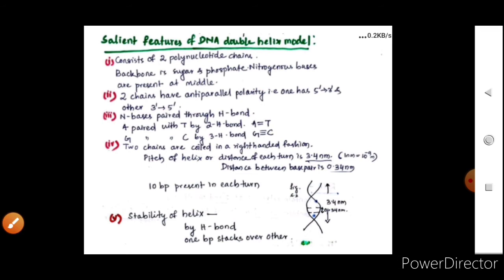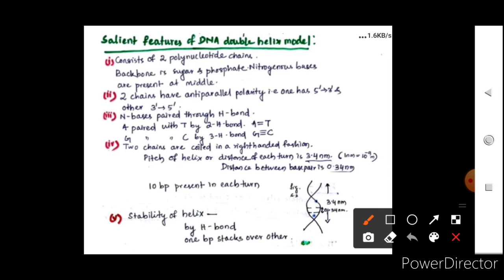hydrogen bonds. Now the two chains are coiled in a right-handed fashion. The pitch of the helix is nothing but the distance of each turn, that is 3.4 nanometer, and the distance between base pairs is 0.34 nanometer. This you can calculate like this.